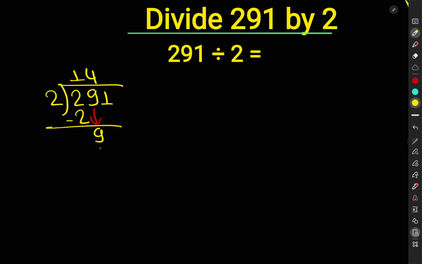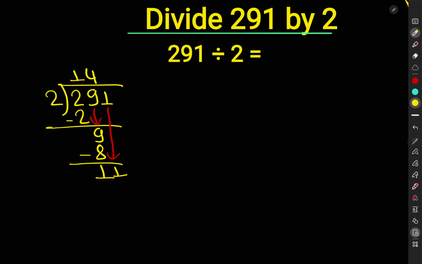So 2 times 4 means 8. On subtracting we get 1. So now this 1 is less than 2, so we put down the number beside this 1.